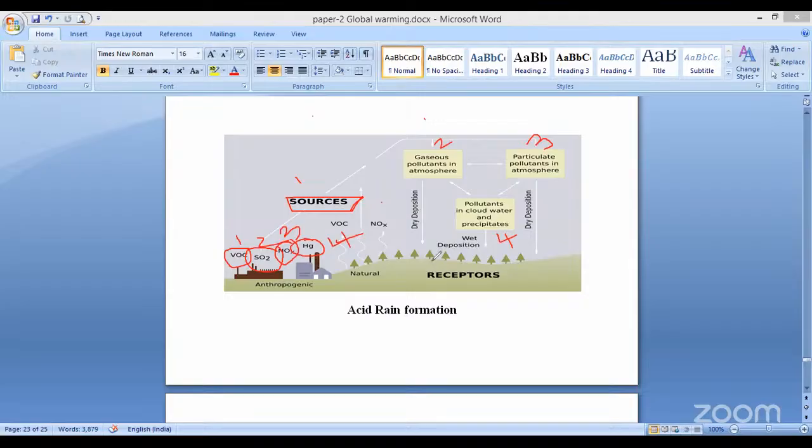The pollutants in cloud water precipitate and form acid rain, and these are the receptors: the plants and animals present on the earth can be affected. And first of all, those who produce the acids into the atmosphere are the ones who receive them and are affected. This is the formation of acid rain. Then coming to the next one.